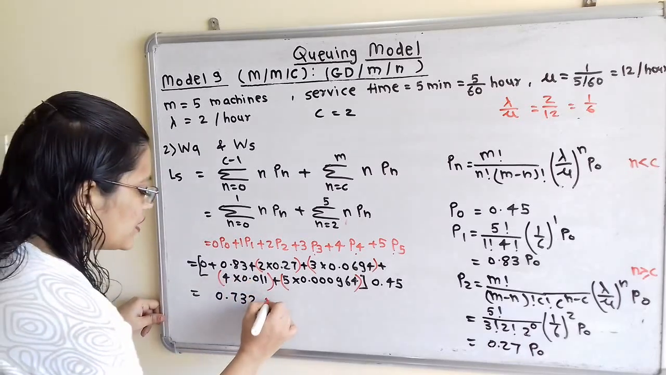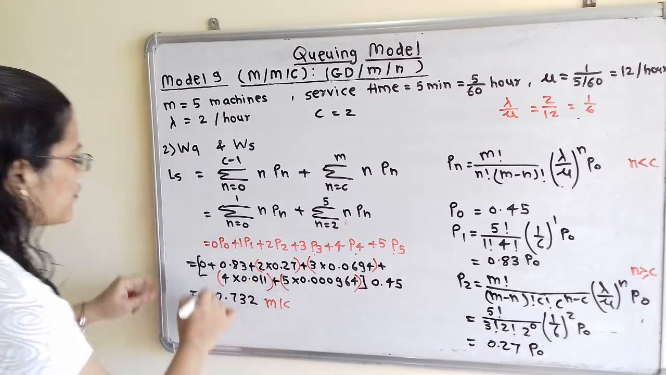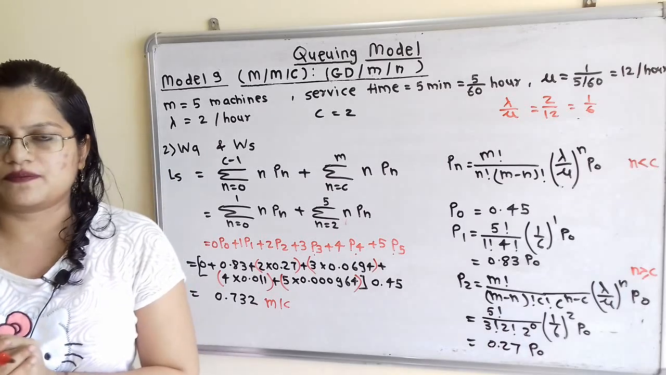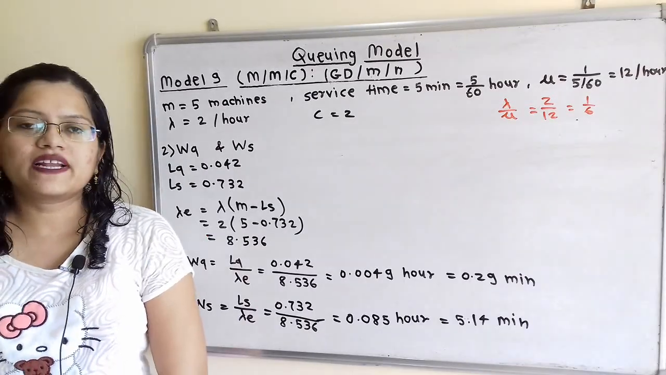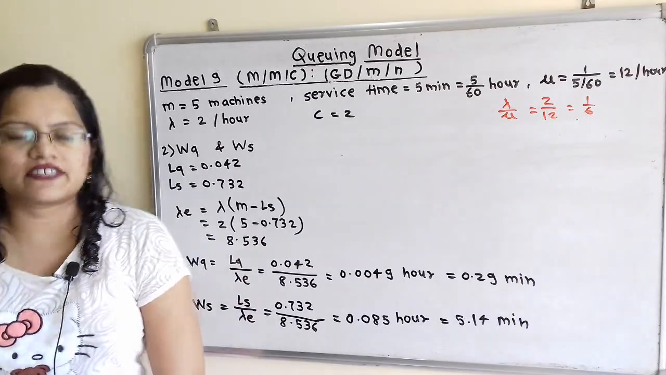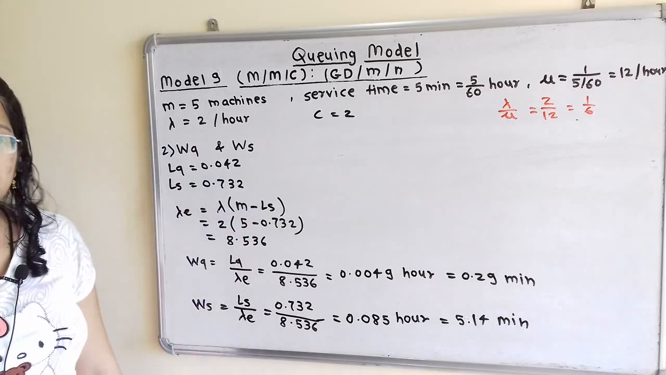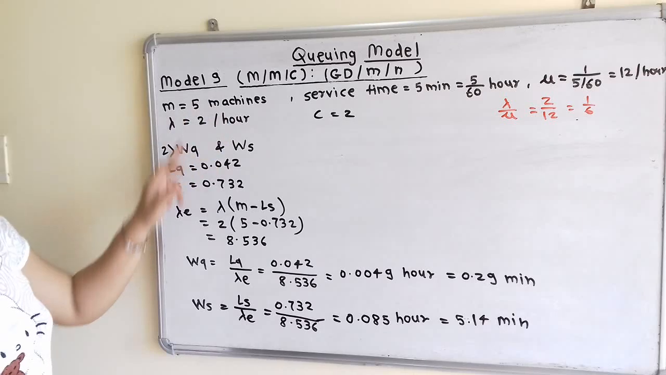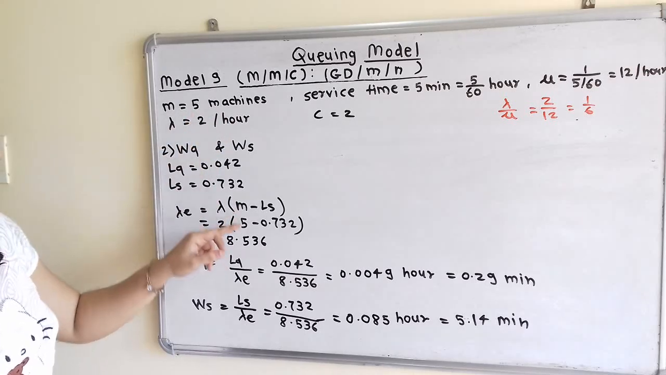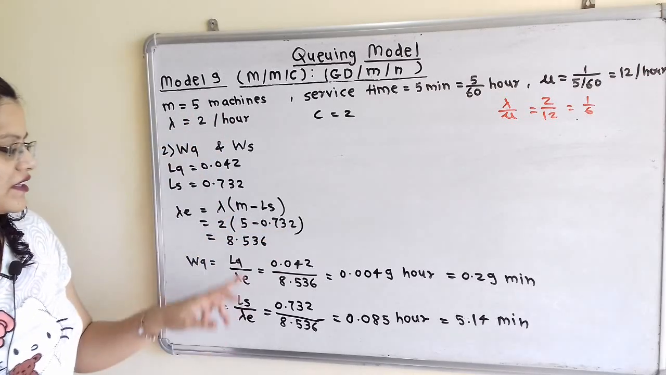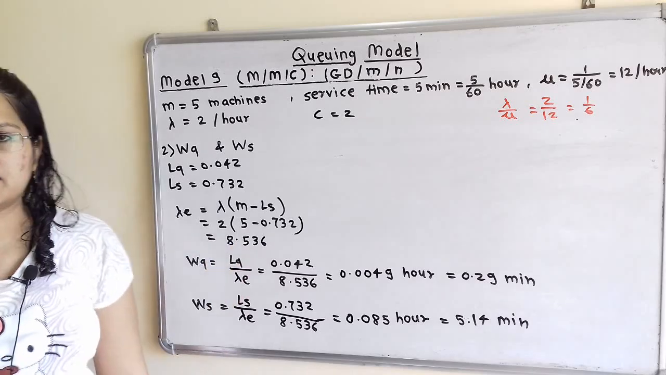Here the unit will be machines because this is the number of machines in the system. Now we will calculate the effective arrival rate, that is lambda E, which is equal to lambda times (m minus Ls). So this lambda is given as 2, into m, that is 5, minus 0.732, which is equal to 8.536.